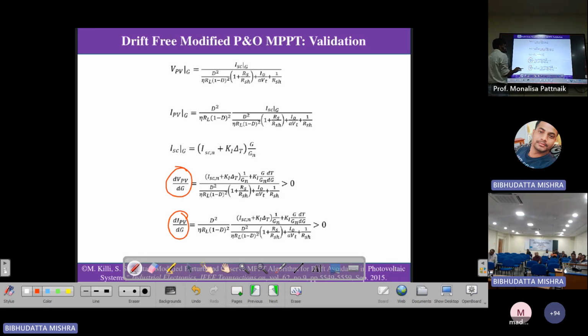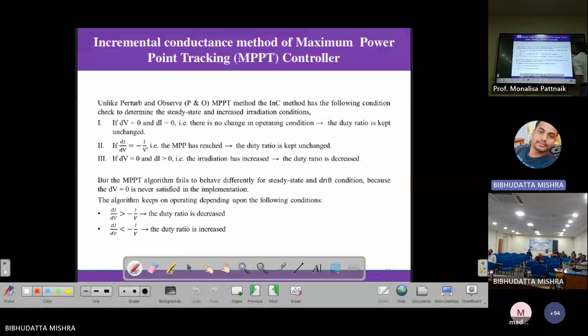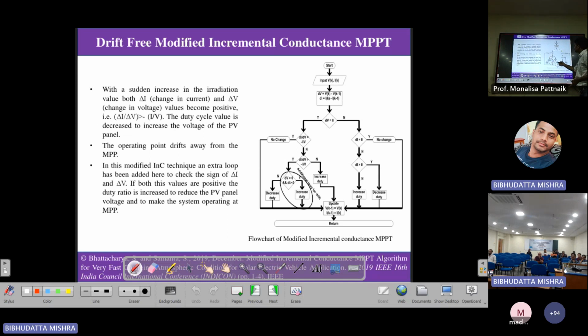I don't want to go into them. I just wanted to tell you about the logic, and you can prove that when there is an irradiation change, voltage will increase and current will increase mathematically also. But logically, you can understand that it should always be so. The same thing is happening in the incremental conductance also, and we put the same thing, nothing else, just to check whether the change in the incremental conductance is due to the same curve variation or due to the irradiation changes.